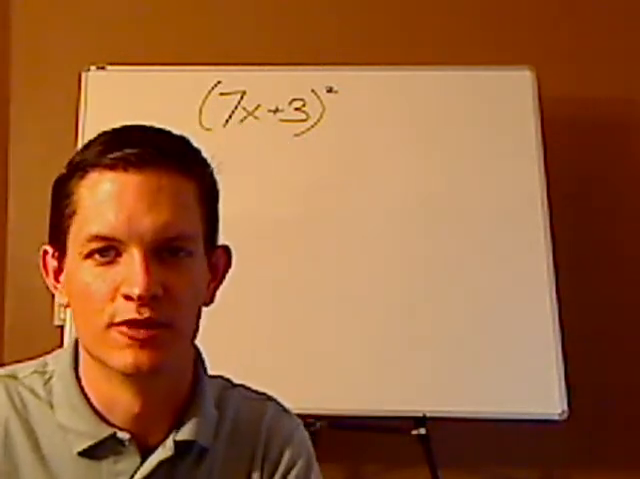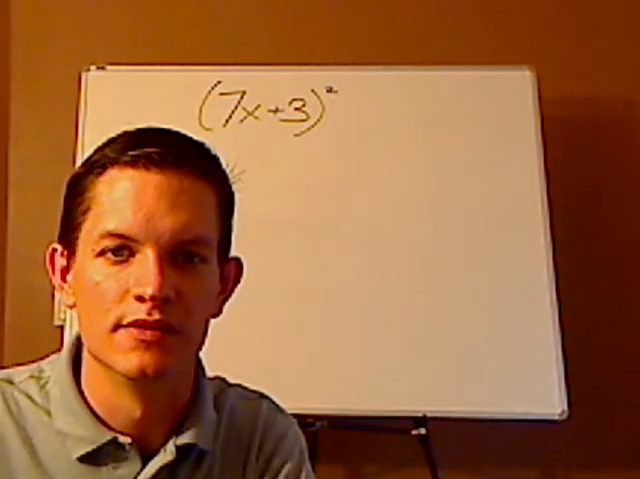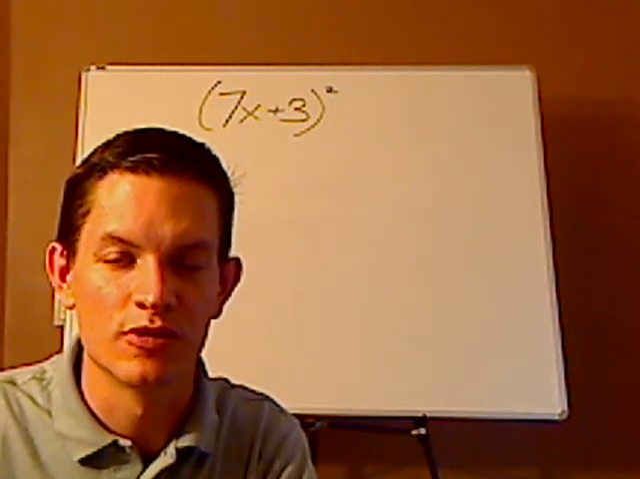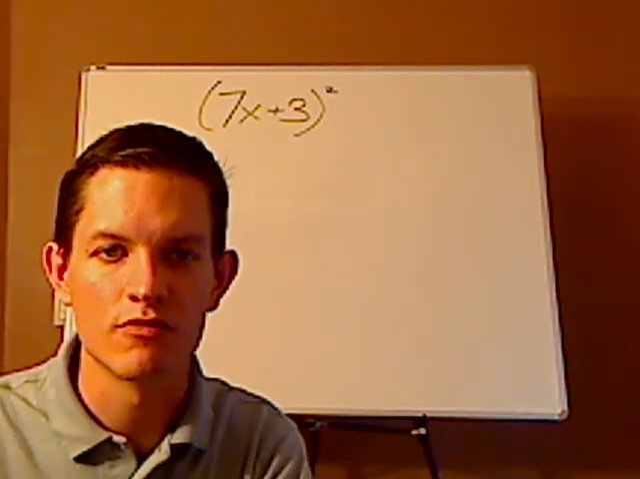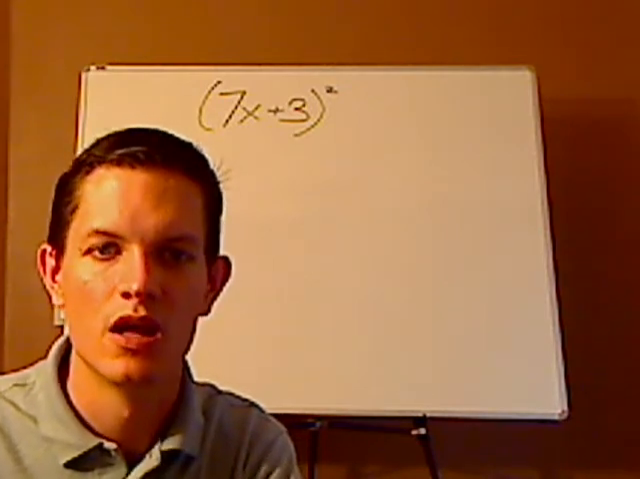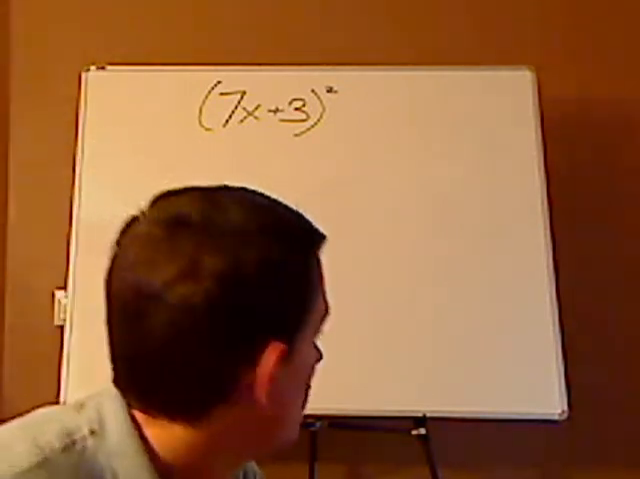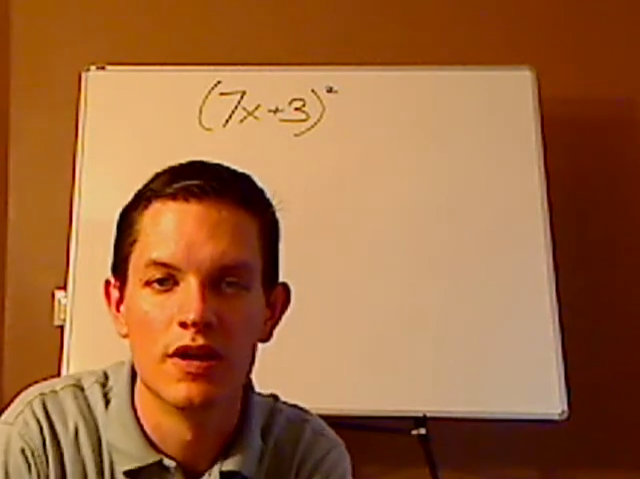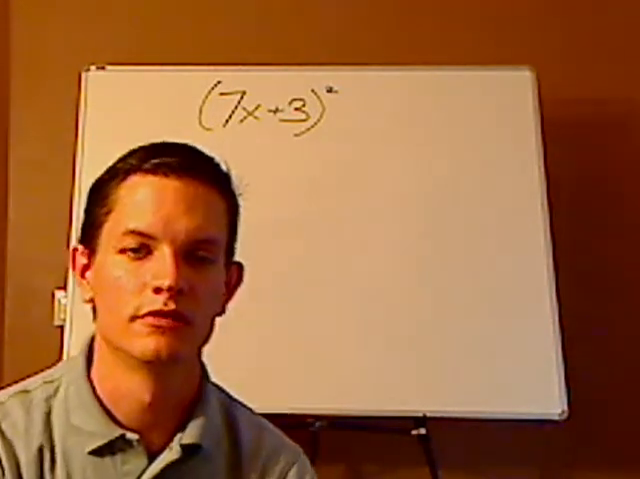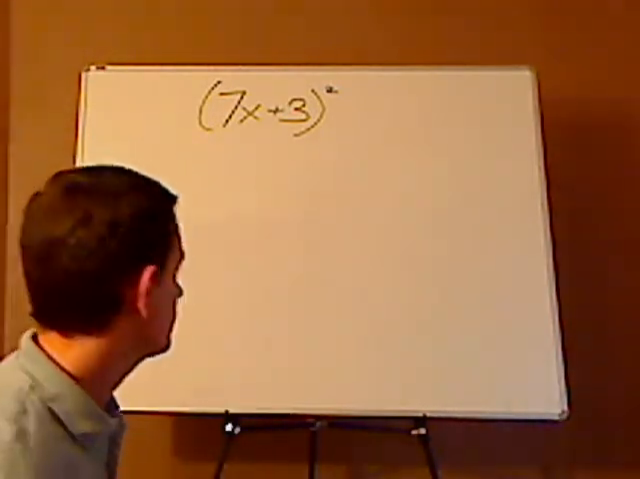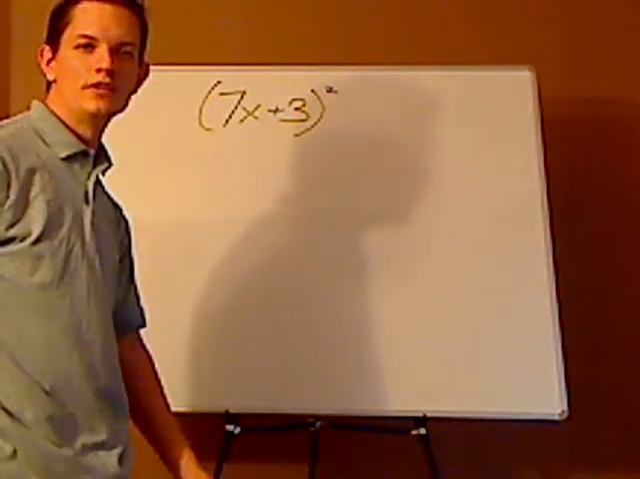We're going to be simplifying this polynomial, and this polynomial is being squared. So you have 7x plus 3 in parentheses, and the whole thing is squared. If you would, pause the video and see if you can try to do this one on your own. Alright. There's two ways to go about it.